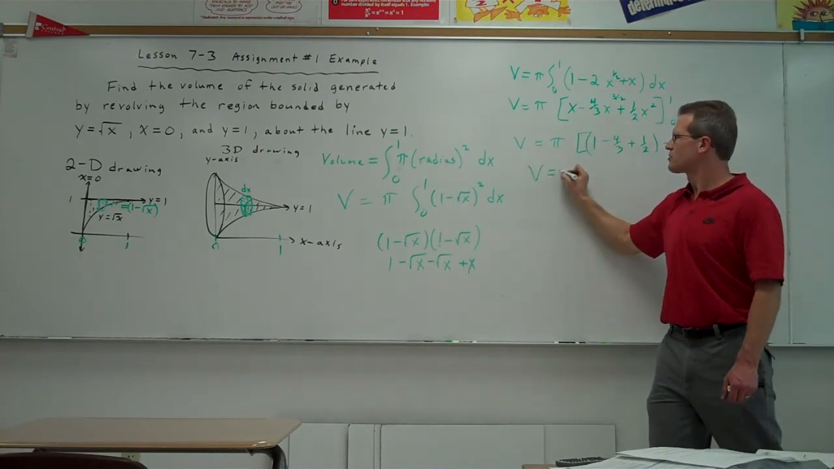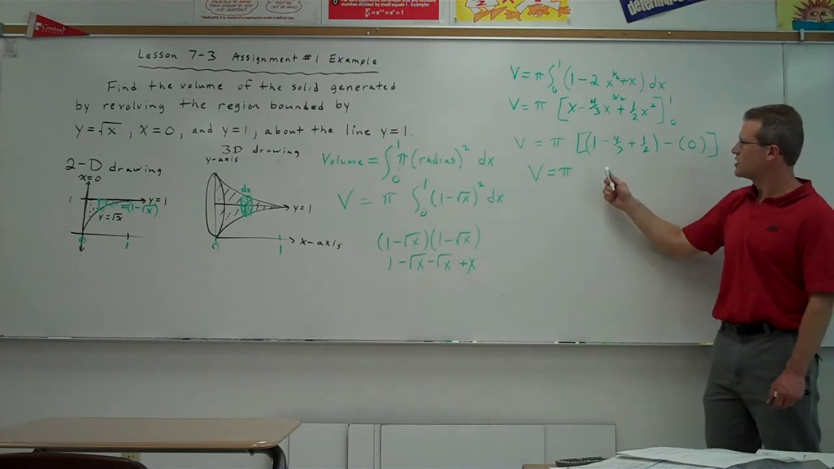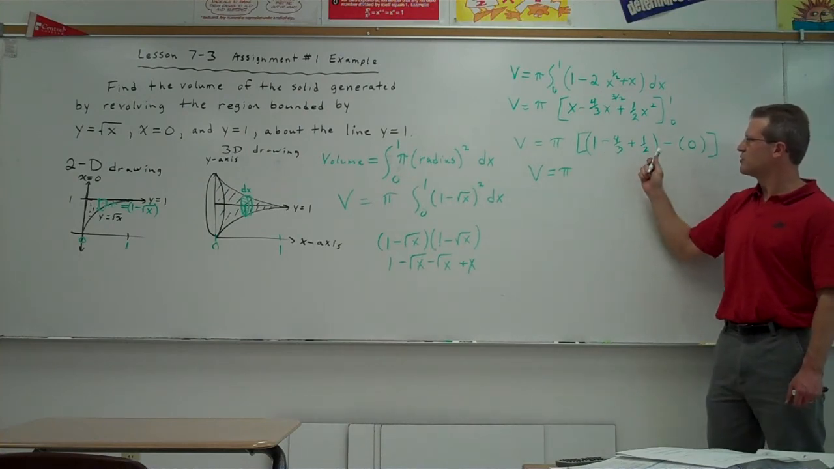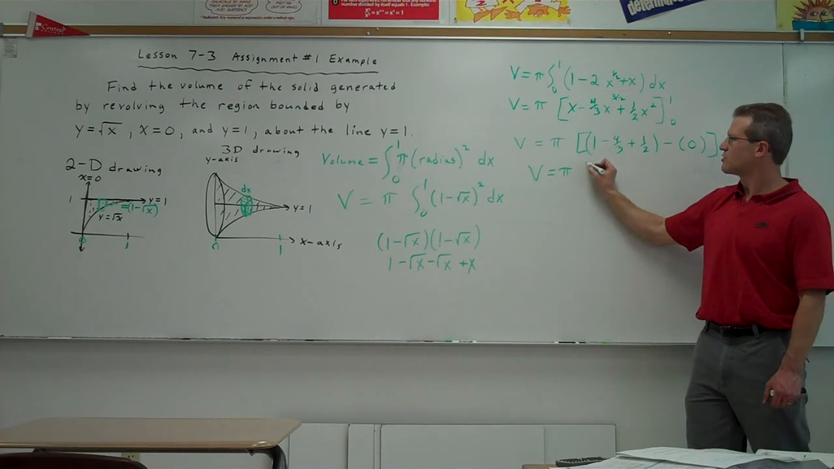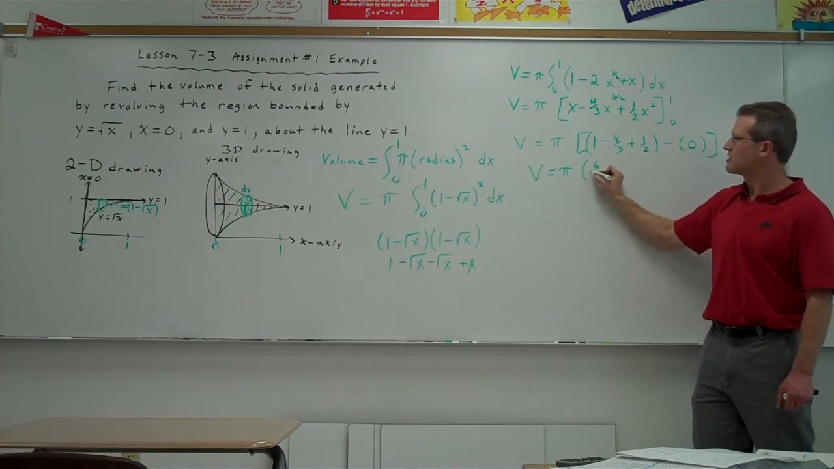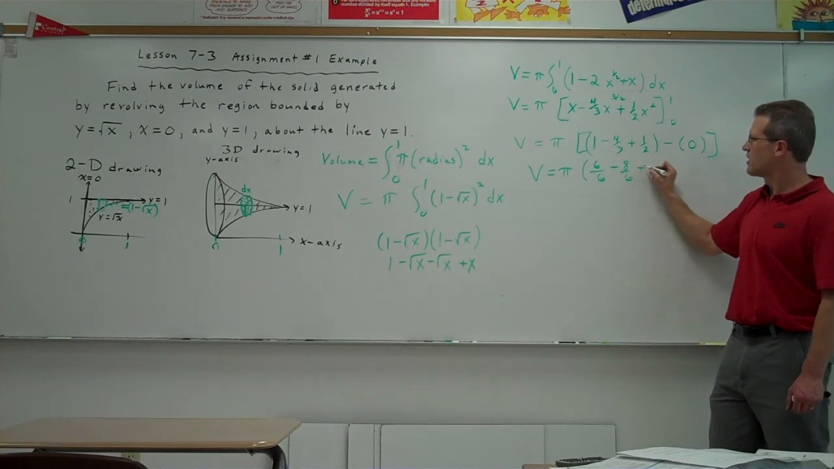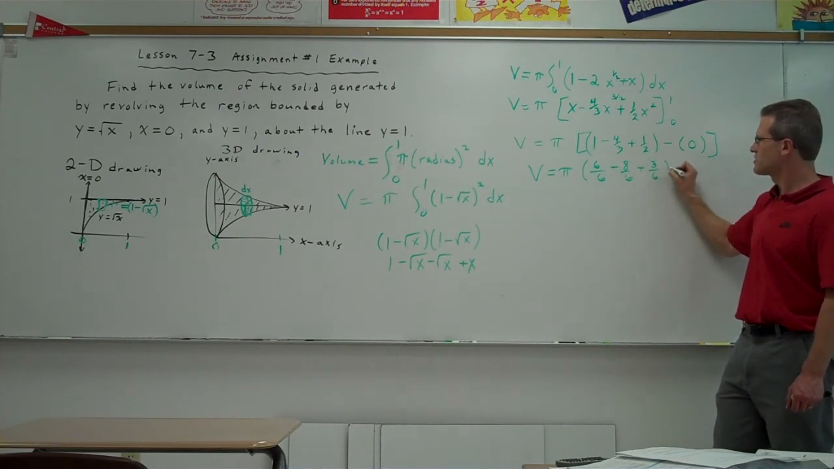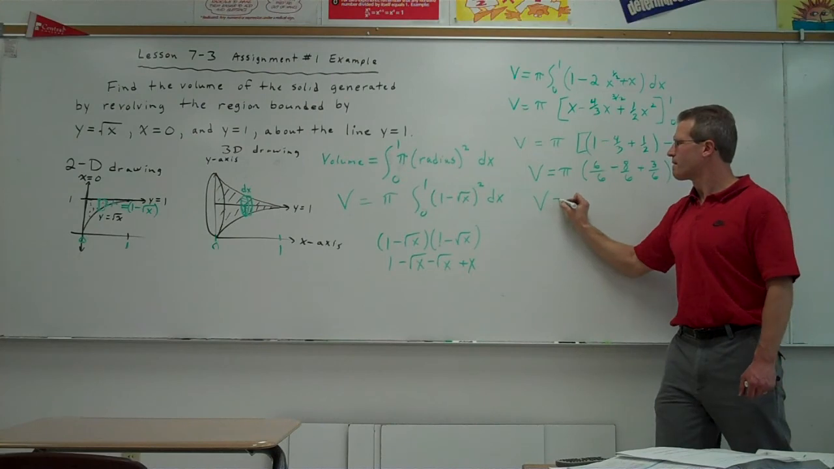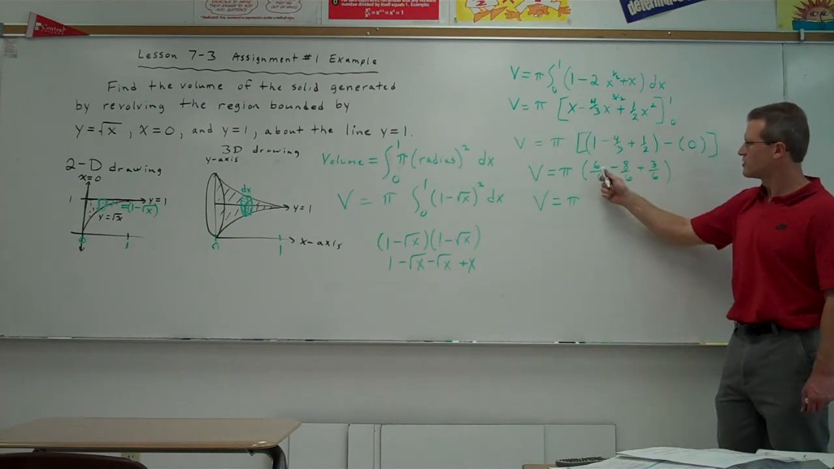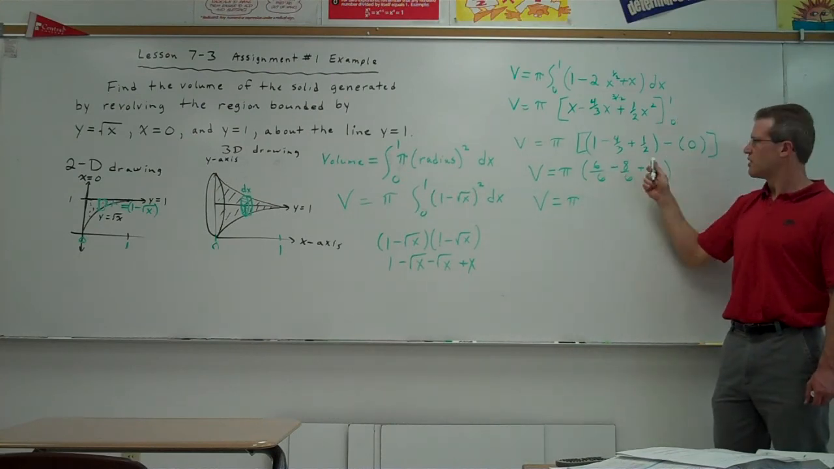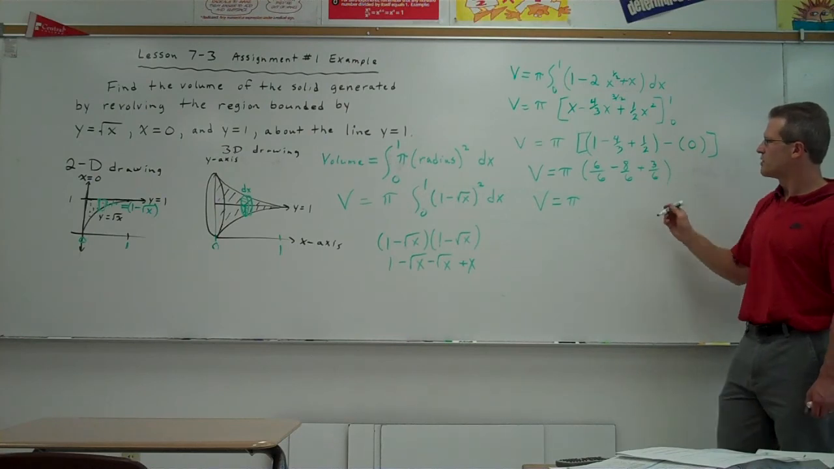So volume equals pi. Now let's get a common denominator. Let's use 3 and 2. The common denominator would be 6. So for 1, we're going to call that 6 over 6. 4/3 would be 8 over 6. 1/2 would be 3 over 6. So 6 minus 8 is negative 2, plus 3 will be 1/6.